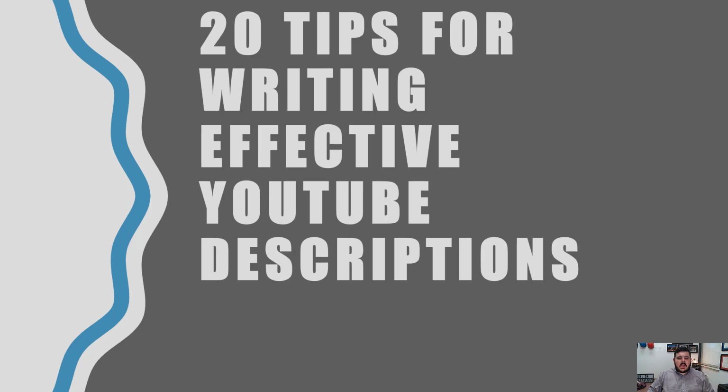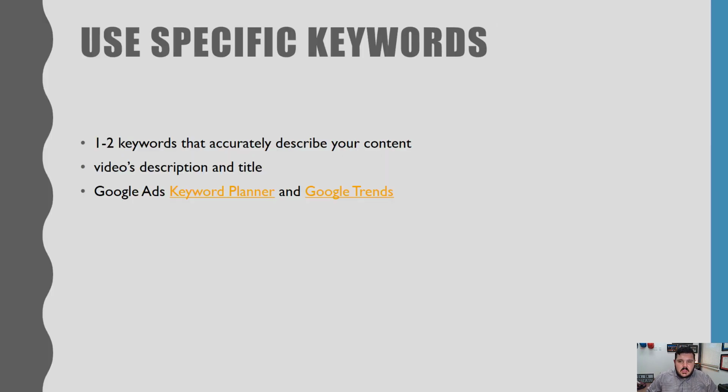So here are 20 tips for writing effective YouTube descriptions. The first one is to use specific keywords. You need to find and choose 1 to 2 keywords that accurately describe the content that's in your video. This is going to help maximize search traffic to your video. You want to include these 1 to 2 keywords in your video's description and the title to increase its chances of ranking in potential viewers' search results. The same goes for channel descriptions. YouTube's algorithm places a lot of importance on the keywords in your About page. You want to use them wisely.